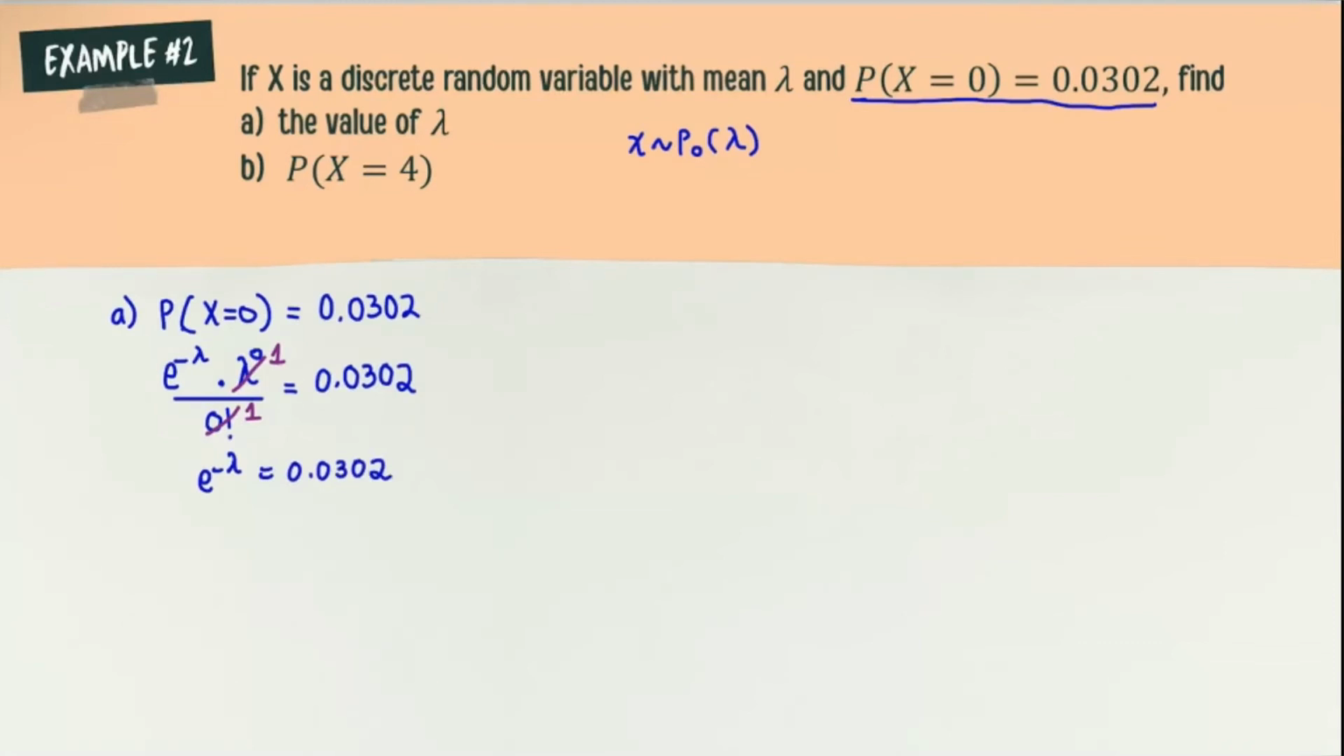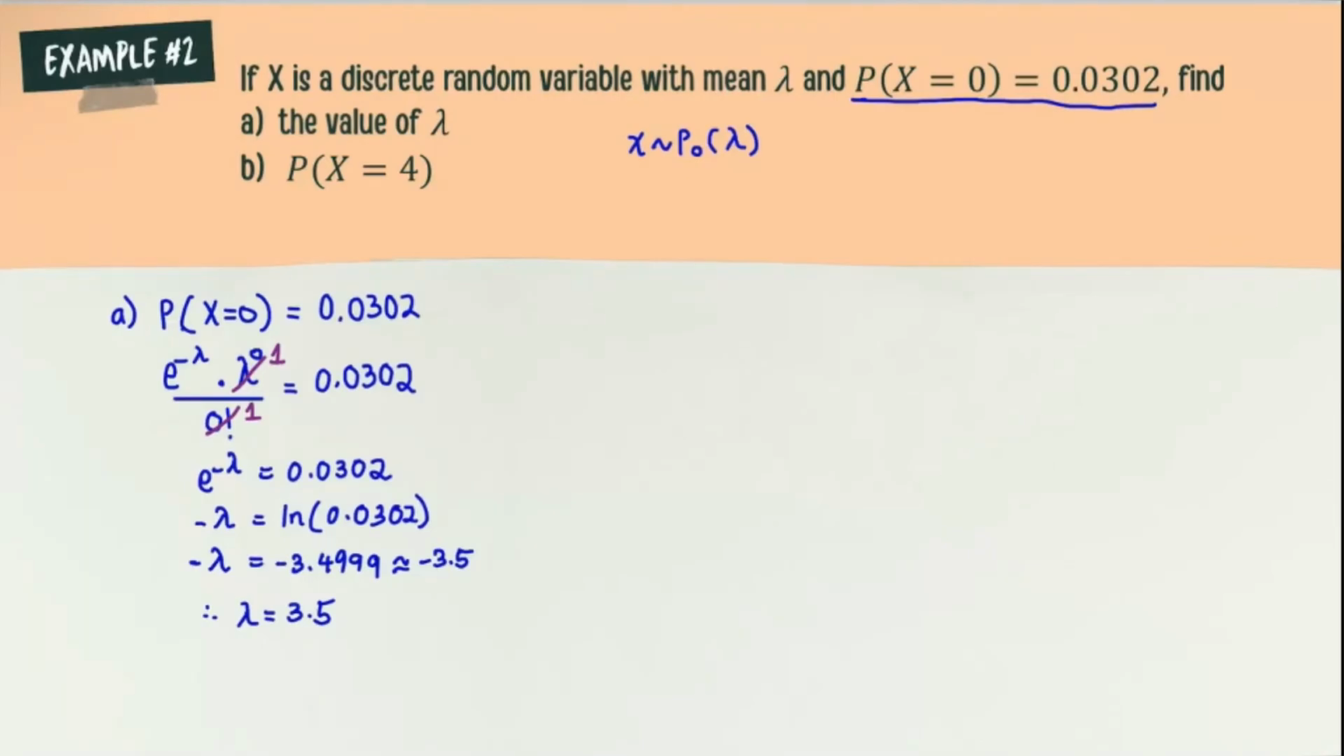So macam mana nak cari lambda? Ln on both sides. So negative lambda equals to ln kepada 0.0302, and kita akan dapat negative value kan. So negative lambda kita dapat negative 3.4999, which approximately negative 3.5. So therefore lambda adalah 3.5 sahaja. Sebabnya negatif bahagi dengan negatif dapat positif. Okay, so settle untuk soalan A.